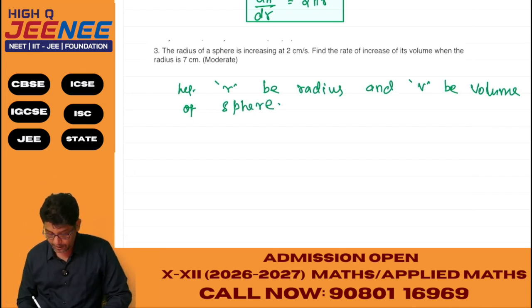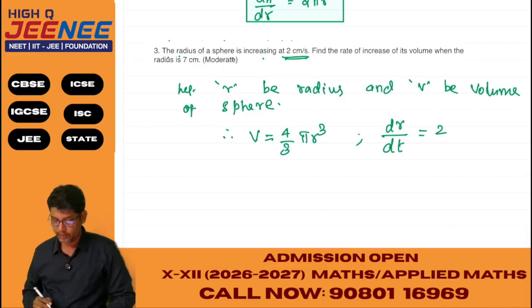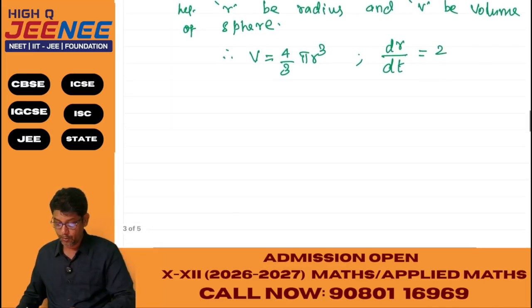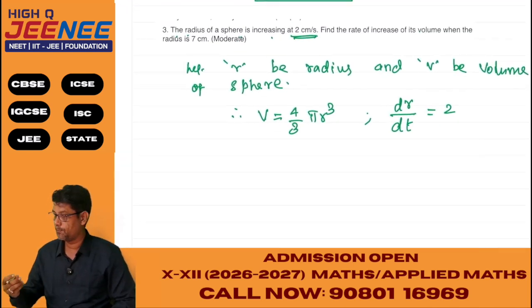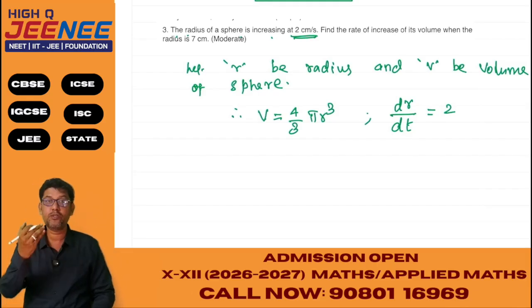So therefore, here what is given? Volume is 4 by 3 pi r cube. And also, what is the information given, my dear? Radius of a sphere is increasing at 2 centimeters per second. That means it is given that dr by dt is equal to 2. This is what is given. Clear? Now, they ask you to find what? We have to find the rate of increase of its volume. That means they ask you to find dv by dt when r is equal to 7 centimeter.